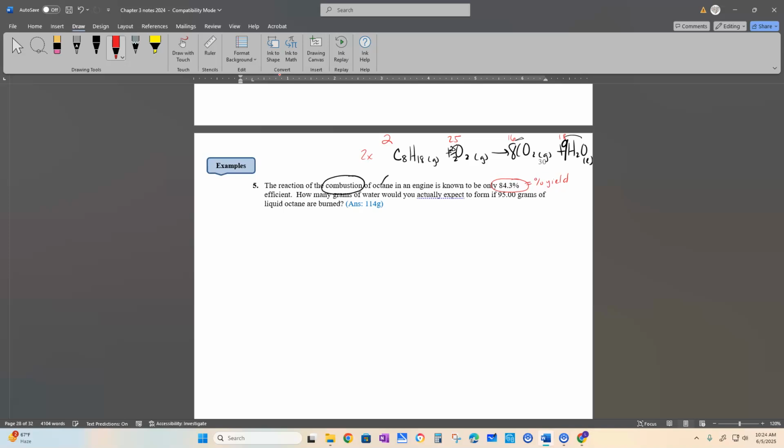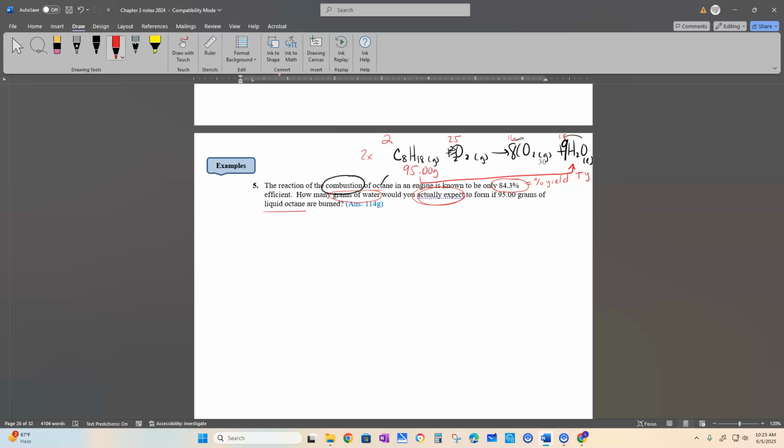It's pretty good yield. How many grams of water would you actually expect if 95 grams were actually burned of octane? So it wants us to get to water, and we're starting with that 95 grams of octane. Well, I got to get to water eventually. So I need to figure out, if I start with 95.0 grams, how much of water should I have produced? Theoretically, if I start with 95, what should I have produced of water?